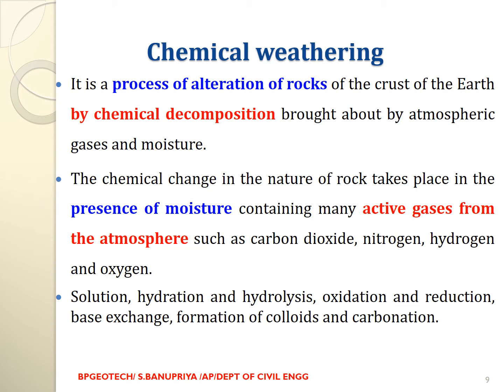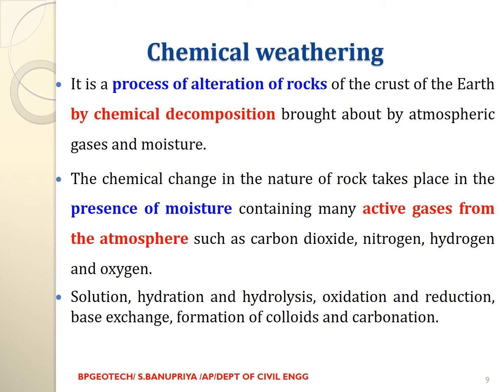The second type of weathering is chemical weathering. It is a process of alteration of a rock of the crust of the earth by chemical decomposition brought by atmospheric gases and moistures. The chemical changes in the nature of the rocks take place in the presence of moisture containing many active gases from the atmosphere, such as carbon dioxide, nitrogen, hydrogen, and oxygen.